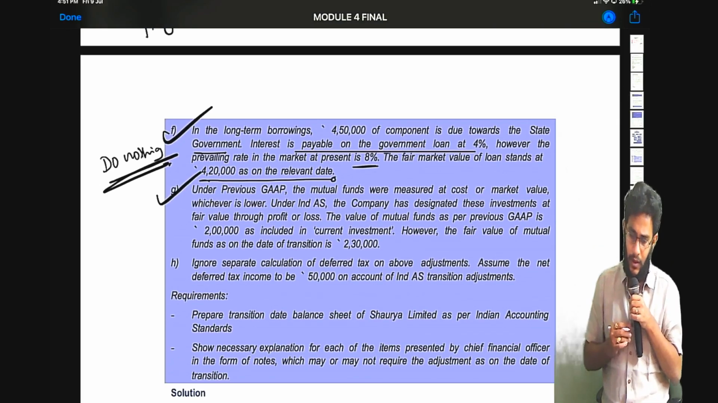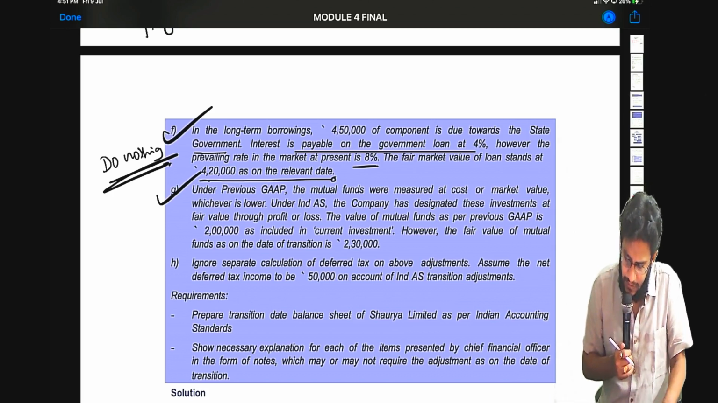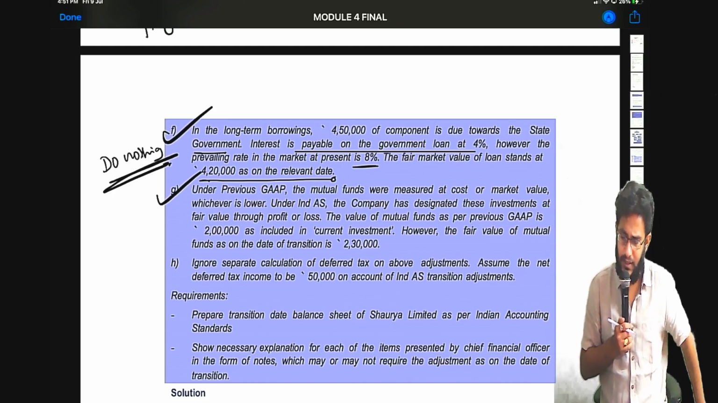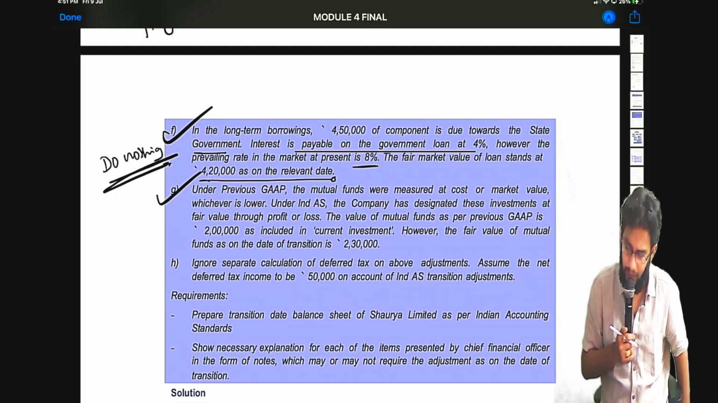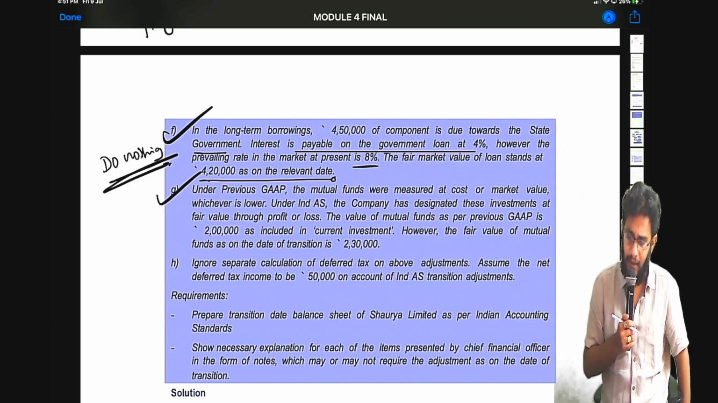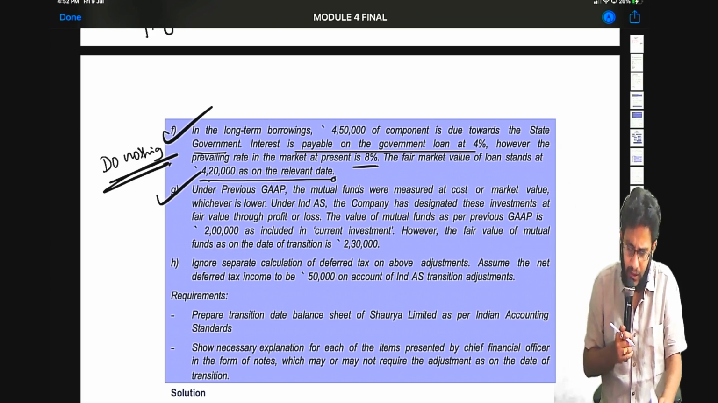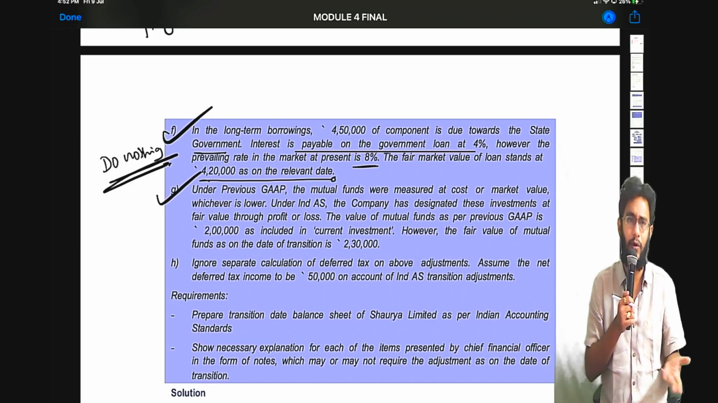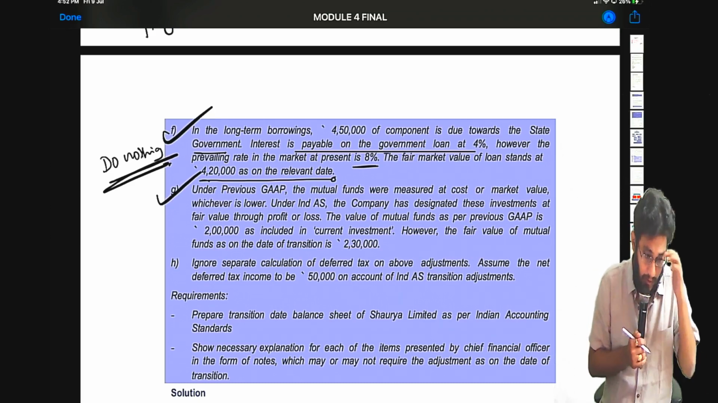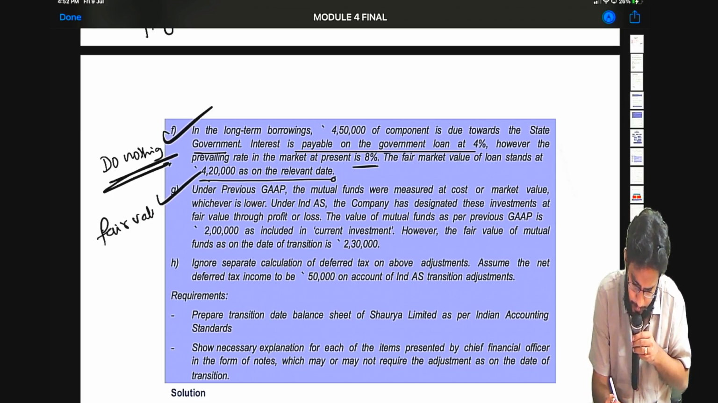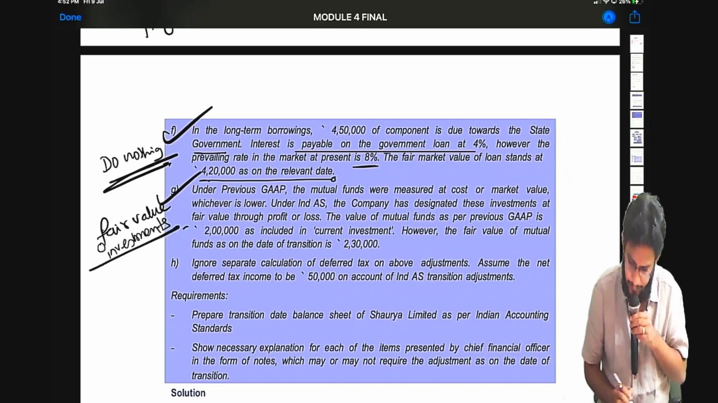Next. Under previous GAAP, mutual funds were measured at cost or market value, whichever is lower. Okay, fine. Under Ind AS, the company has designated these investments at FVTPL. The value of mutual funds as per previous GAAP is 2 lakhs, included in the current investments. However, the fair value of the mutual funds on the transition date is 2,30,000. Of course, if you want, you can fair value. It's not a problem. This is fair value of investments as on today. No problem. Next.